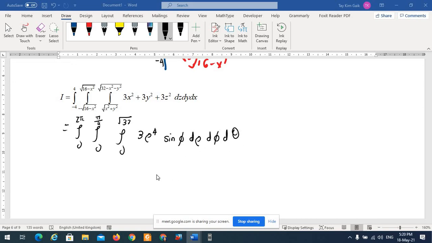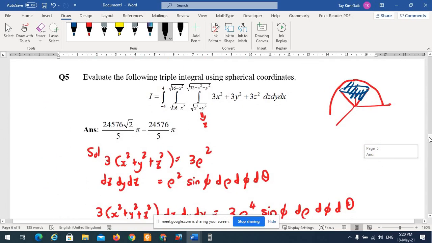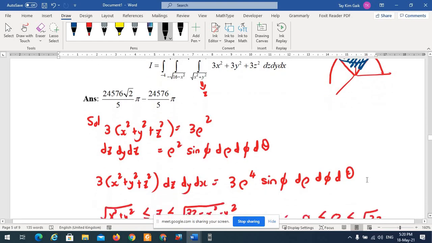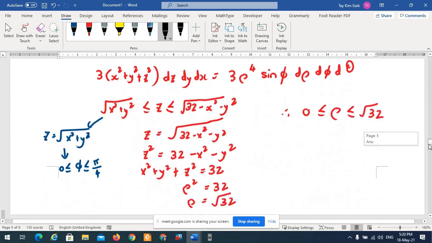Later on, I think it is a similar integral only. Do you have any questions on question 5, the conversion question? We convert one by one. 3x squared plus 3y squared plus 3z squared is 3 rho squared. dz dy dx is rho squared sin phi d rho d phi d theta. So the total is 3 rho to the power 4 sin phi d rho d phi d theta.